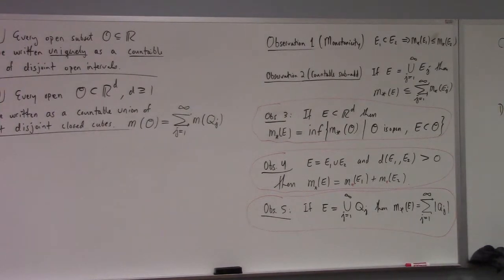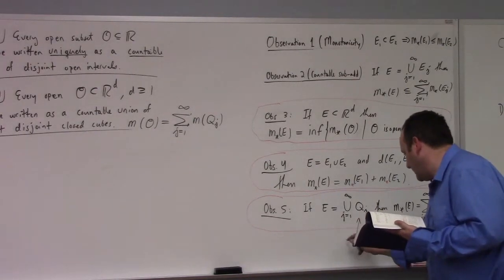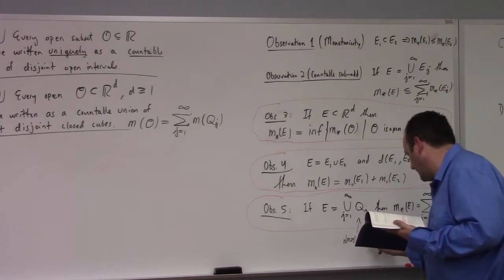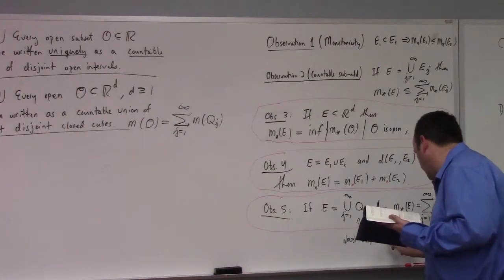Let's see here. He says this last property shows that if a set can be decomposed into almost... oh, I've forgotten something here. These are almost disjoint cubes, guys. I should have written that. I'm sorry, I didn't even say it. I meant to. Almost disjoint cubes.